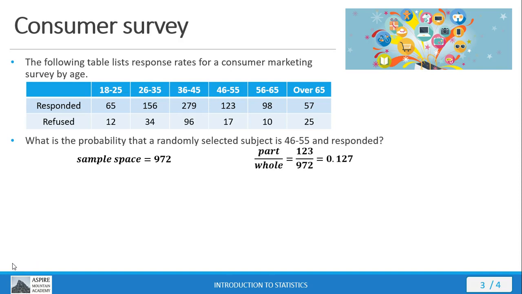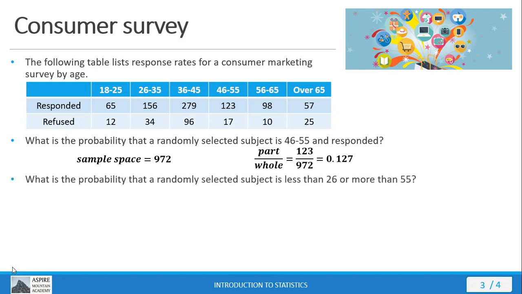And then we're going to calculate the part over the whole. So the part is randomly selected from this age group, 46 to 55, and they responded. So that's this number right here, 123. There's our part over the whole, 972. That gives us 0.127. And that's our probability.